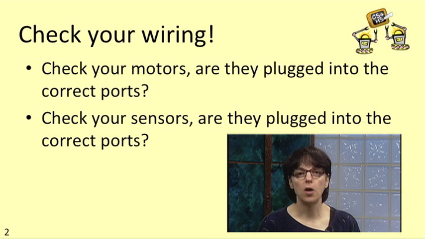The first thing worth checking is to make sure that you've connected all your motors into the correct ports and all your sensors into the correct ports. Usually people don't disconnect their motors much after building a robot, but people do often add and remove sensors. For your sensors in particular, be sure to look at your blocks and confirm they're plugged in correctly.